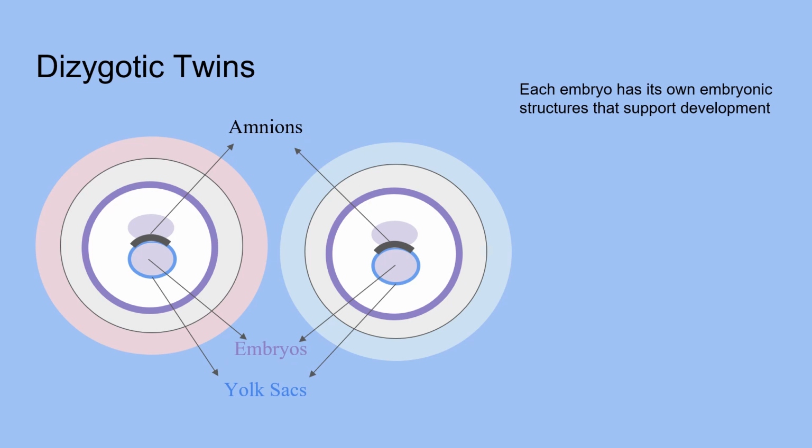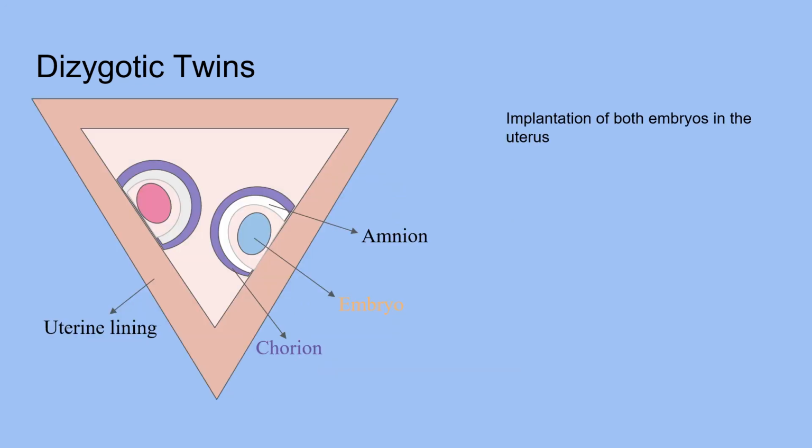So each embryo, amnion, and yolk sac is individual to each fetus, and both of these cells adhere to the uterine wall and develop into 2 separate embryos, each with their own individual structures to assist them in development, like the yolk sac and the amnion and the chorion. Here you can see the implantation of both of these embryos within the uterus.